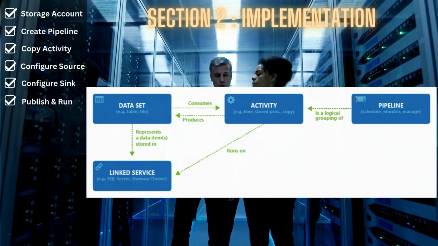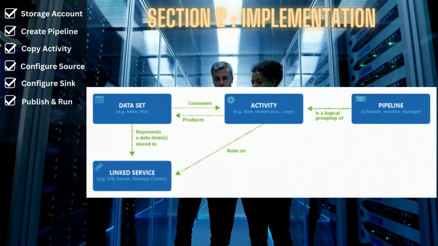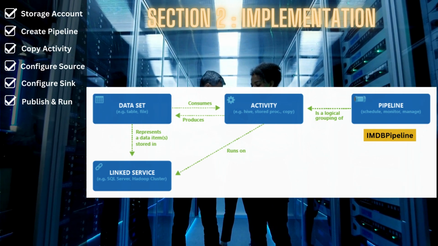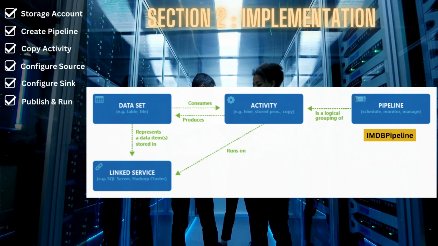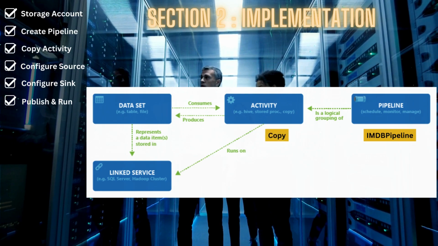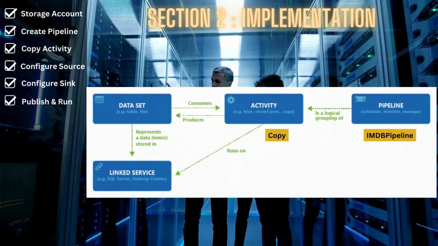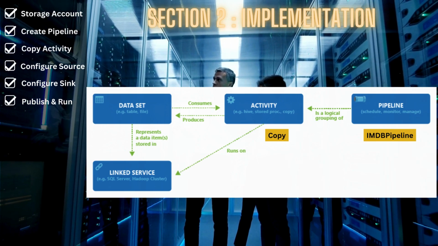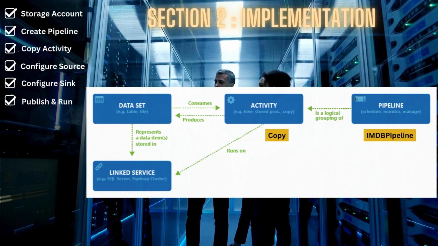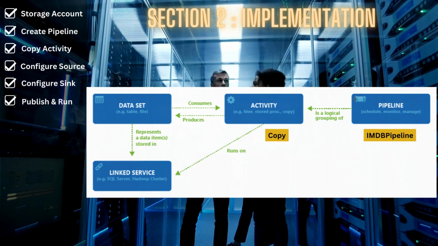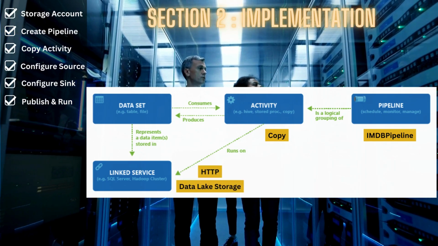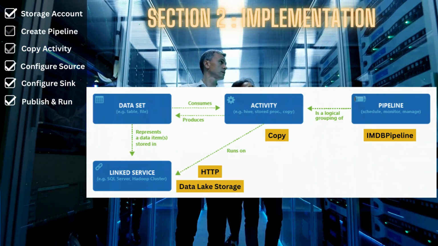Here is a visual depiction of what we just did. First, we created a pipeline in Azure Data Factory. Then we defined an activity within the pipeline, which was copy data in our case. Next, we created datasets for both source and sink, and while creating these datasets, we also created what is called a linked service, which can connect to data stores. In our case, these links were to the HTTP website and Azure storage.